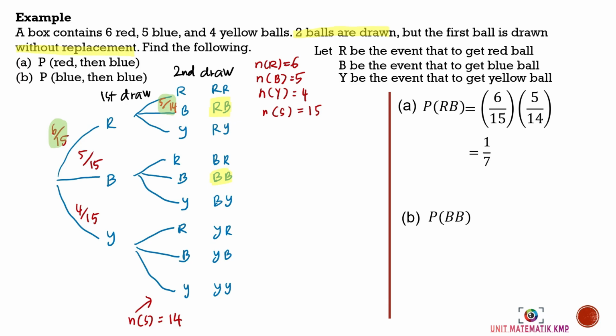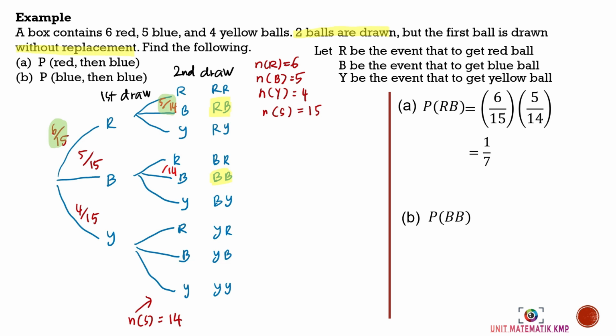Okay, so now let's proceed to the value for the second branch. The value is over 14. Then the remaining balls, 14 balls. Okay, jadi berapa yang masih tinggal?